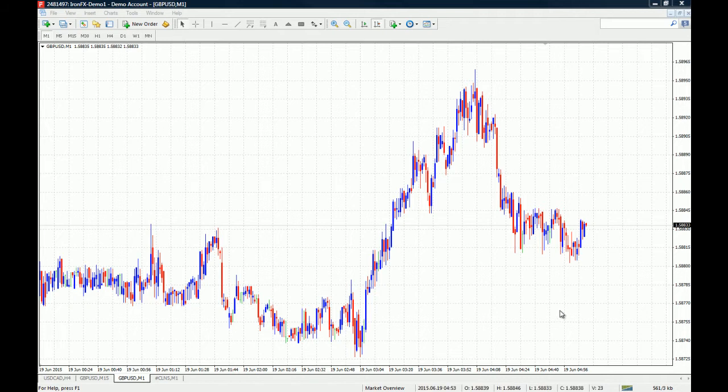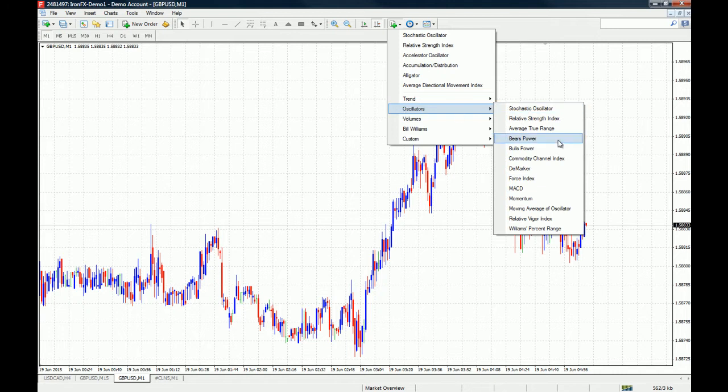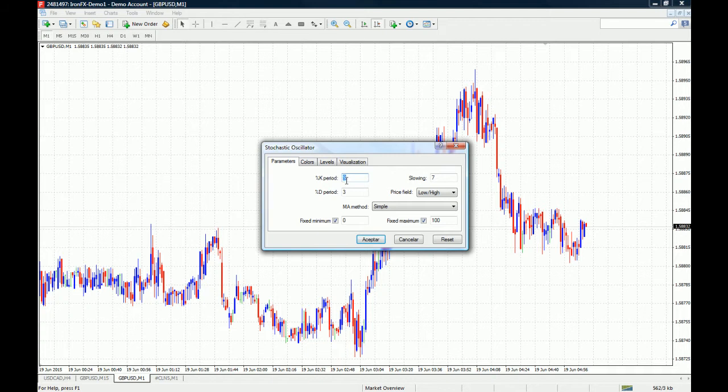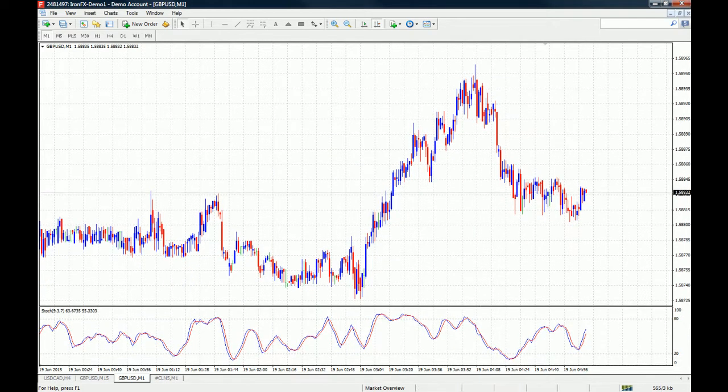Now, the first thing we're going to do is add an oscillator. And the oscillator that we are going to choose here is a stochastic oscillator. And we are going to use a 9 %K period, a 3-period %D, and a slowing of 7. Okay. Now, this is how the stochastic oscillator looks on your chart.